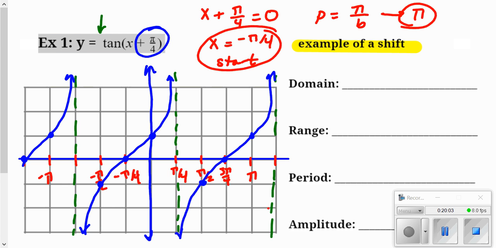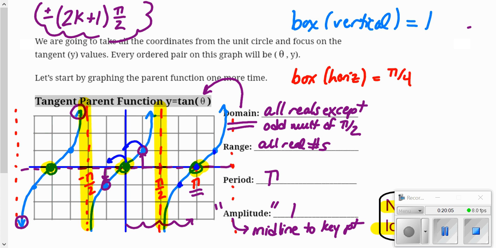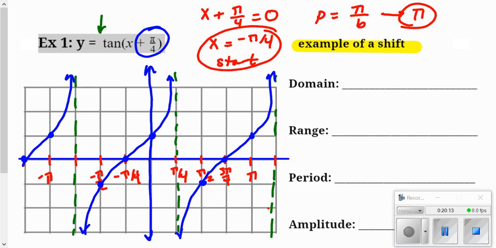Okay, so now these questions are kind of tricky, right? So before, some of it is going to be easy. Okay, let's do the easy ones first, actually. So our quote-unquote amplitude, which isn't really amplitude, but the distance from this midline up to these key points or down to these key points is still 1. My period was still pi. I found that out up here. My range is still going to be all real numbers. That's a short way to write that. That symbol means all real numbers.